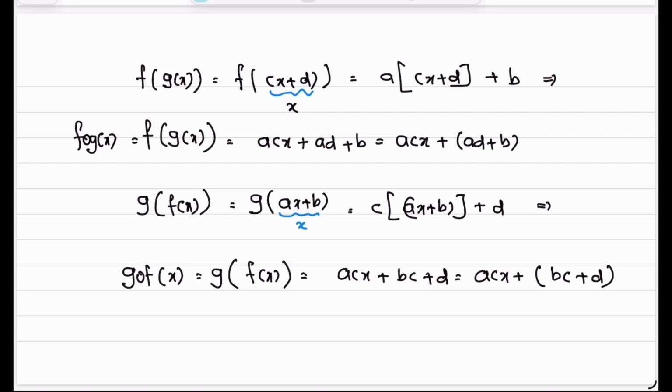That means f of gx need not be equal to g of fx. I am writing it as need not be. There may be some functions where fog x is equal to gof x. But here, in this particular example, fog x is not equal to gof x.